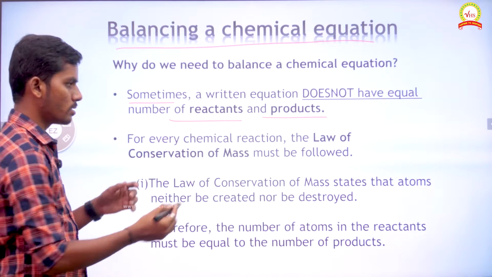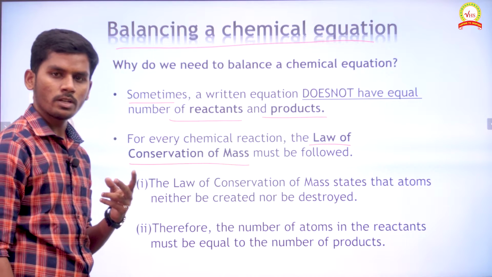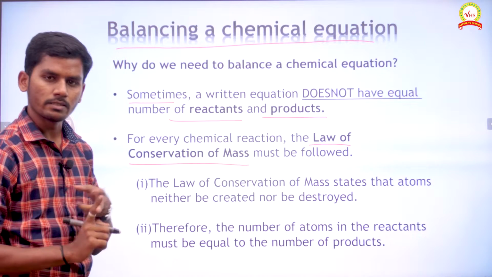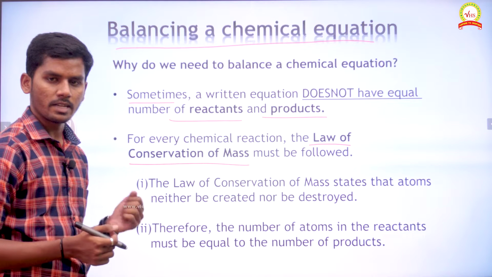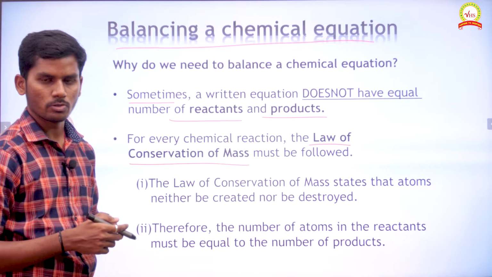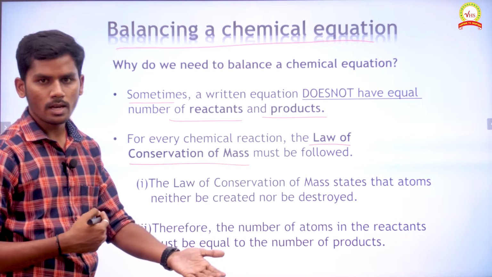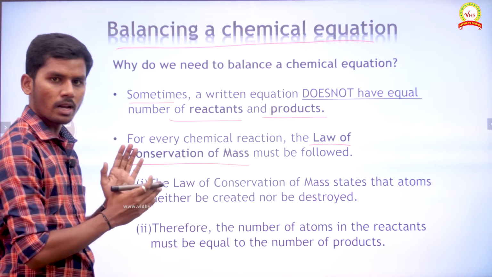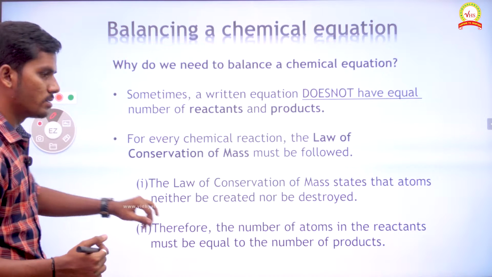So, according to the law of conservation of mass, in your previous grade 9th standard, you would have studied the laws of chemical combination, right? The first law is the law of constant proportion, and the second law is the law of conservation of mass. According to the law of conservation of mass, atoms can neither be created nor be destroyed in a chemical equation. Atoms are not destroyed or created, but they transfer from one form to another form. That is what is happening in a chemical equation. So, we have to equally balance the atoms on the reactant side and the product side. This is the reason why we balance the chemical equation.